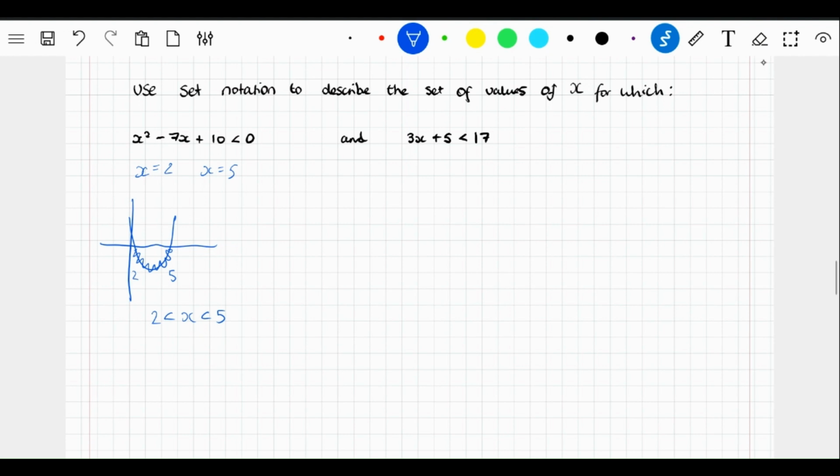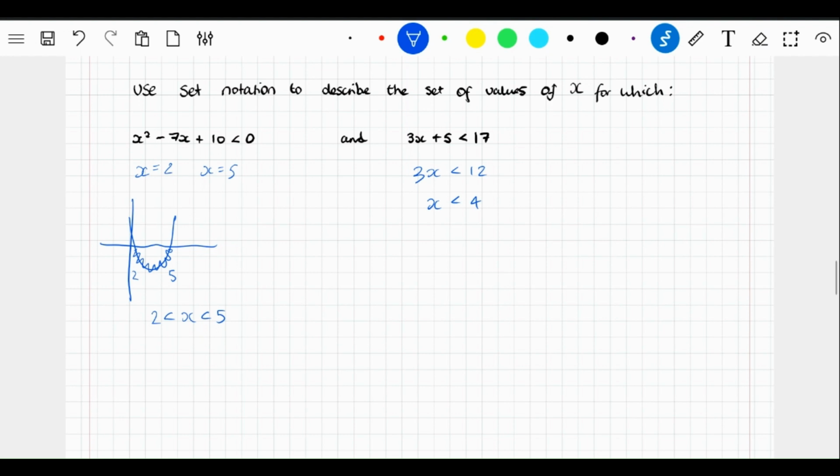However, we also want to look at this point here, which is if we take away 5 from both sides, we get 3x is less than 12. And if we divide it by 3, we get x is less than 4.